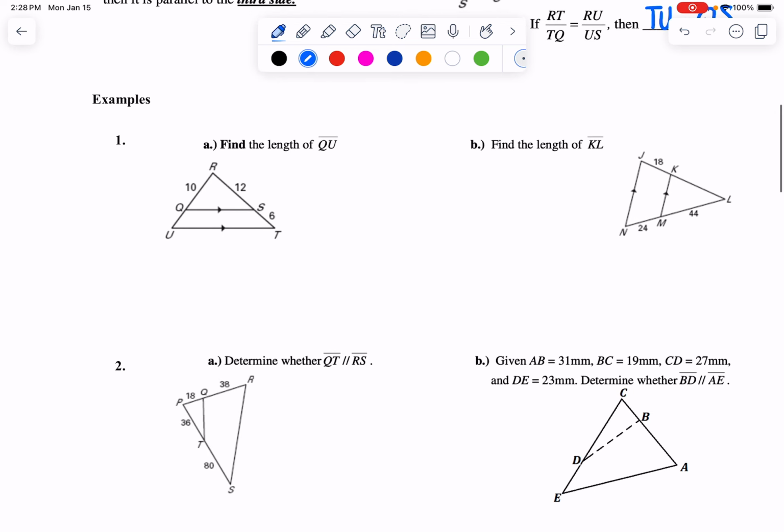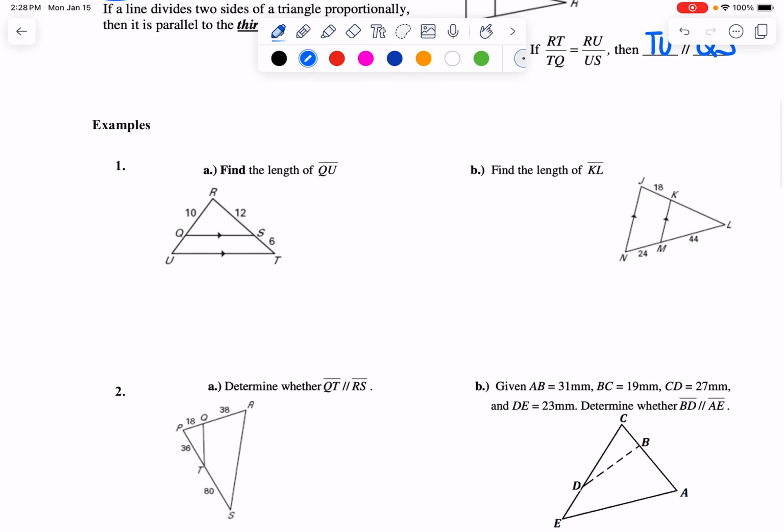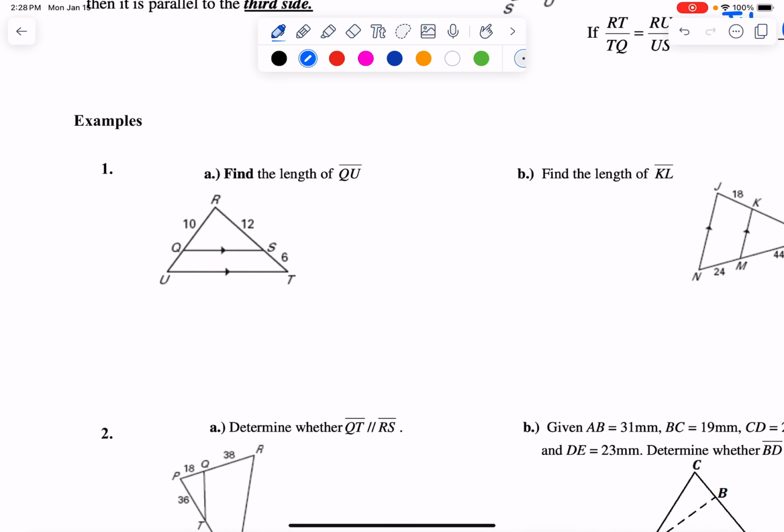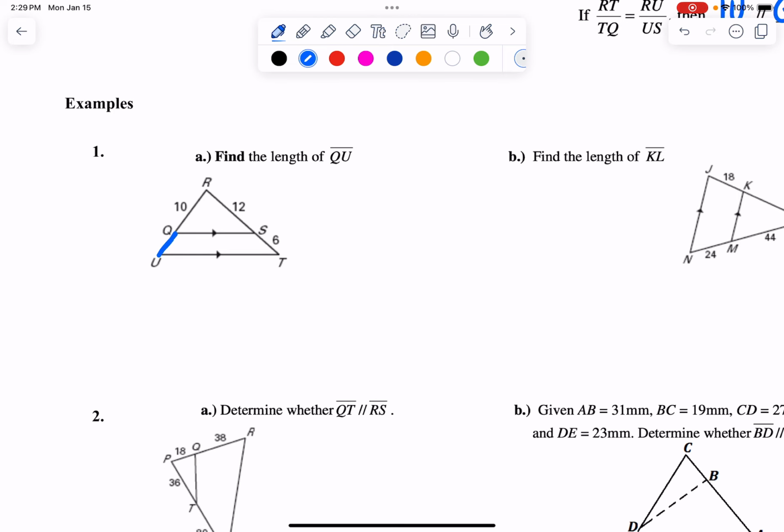Alright, so let's look at a couple examples. For number 1, it says find the length of QU. QU is this length over here. I'm going to set up my proportion like this. If I don't know what QU is, you can label it as X and then just solve for that. I'm going to start with that smaller triangle on the left: 10 over that line extended, QU, so 10 over X. And I'm going to set that equal to the other side, which is going to be 12 over 6.